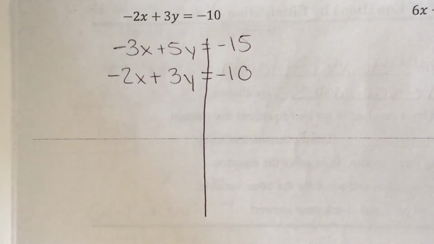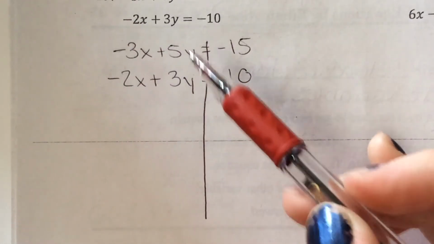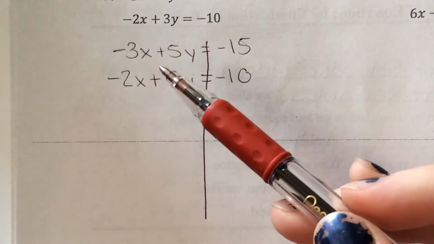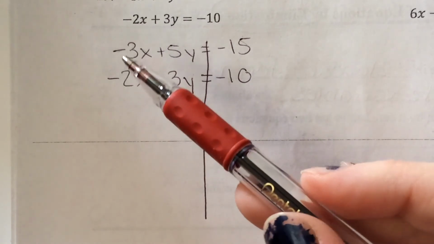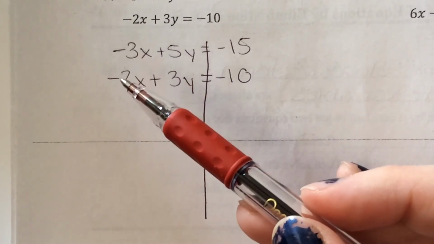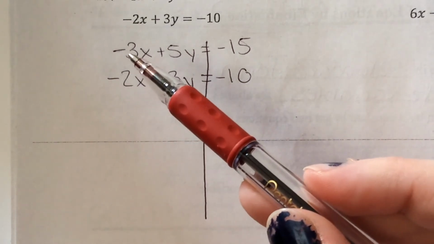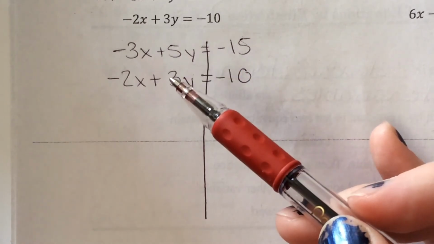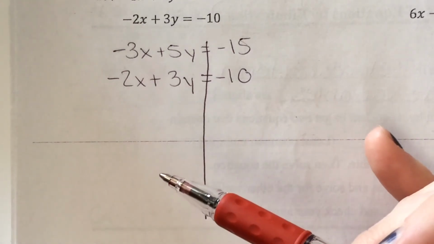Okay, now, remember, we're looking for which variable has the same numbers. Not x and not y. All right. Is there anything we can multiply either one of these by so that they'll be the same number? Let me think. Negative 3, I can't multiply that by anything to make it 2. And I can't multiply 2 by anything to make it 3. So I don't know. Let's go look at y. I can't multiply 5 by anything that'll make it 3. And I can't multiply 3 by anything that'll make it 5.